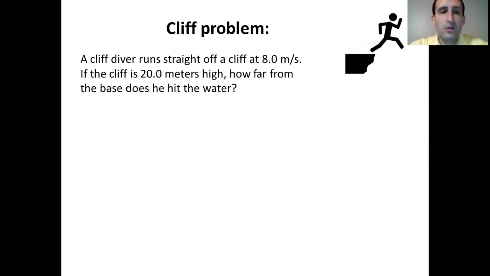So here we've got a problem. A cliff diver runs straight off the cliff at 8 meters per second. Straight off the cliff, 8 meters per second.